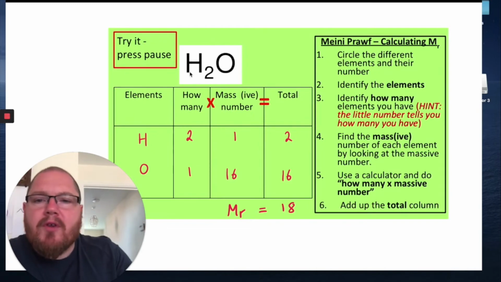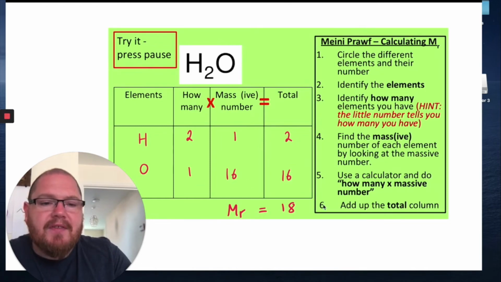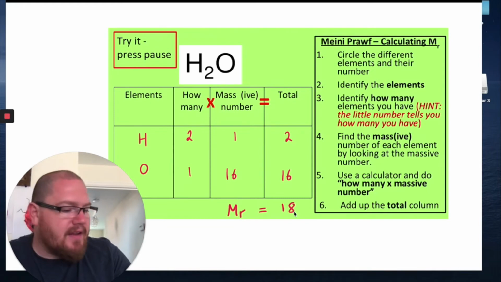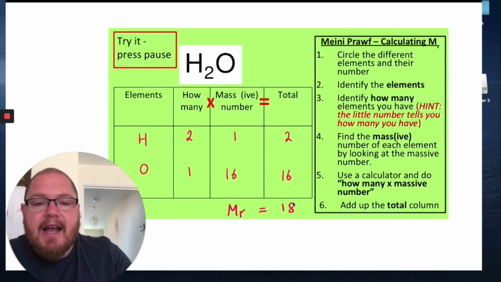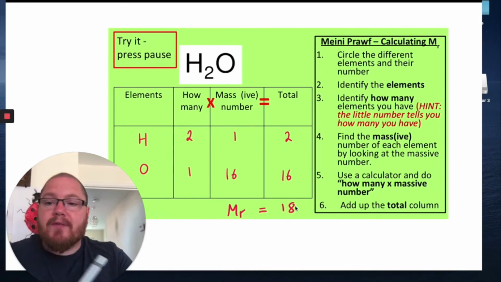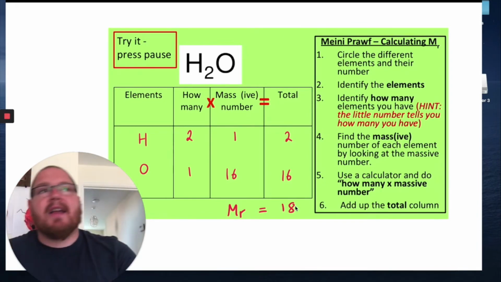Lovely. So I've identified my atoms there, H and O. I've got 2 hydrogens. I've got 1 oxygen because there's no number after oxygen. I've got a mass number of 1 for hydrogen and a mass number of 16 for oxygen. So 2 times 1 is 2, 1 times 16 is 16. Add the total columns up, so that's 2 plus 16 is 18. And that's my MR.